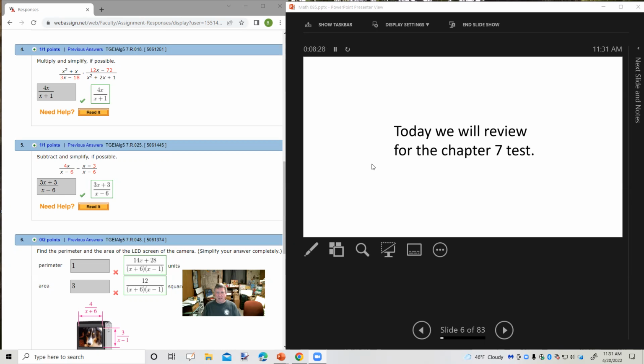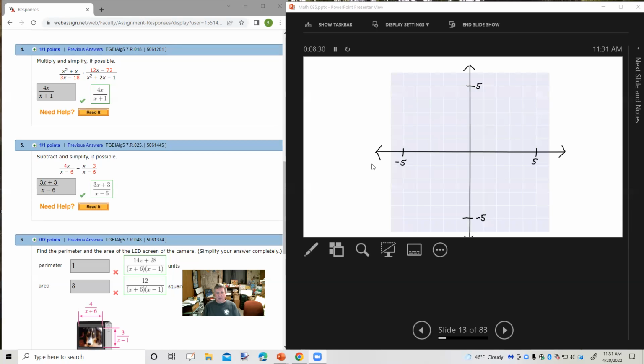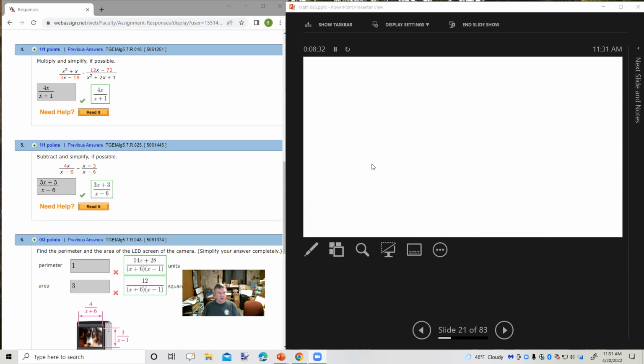All right, we had some questions, so I'm going to go ahead and do those to start with. This is from the Chapter 7 review. We're going to start off with number 4. It says multiply and simplify if possible.